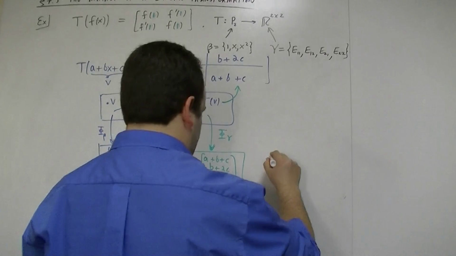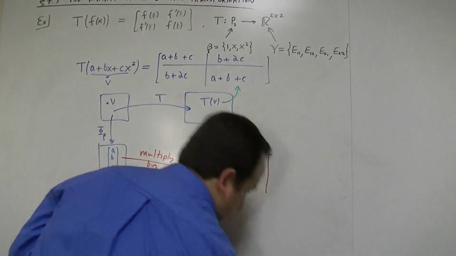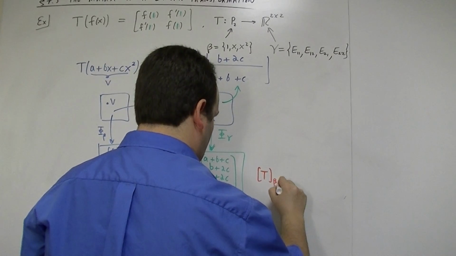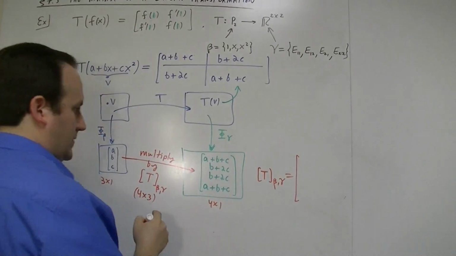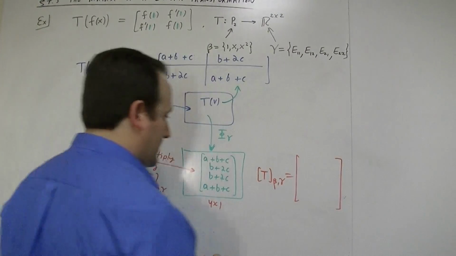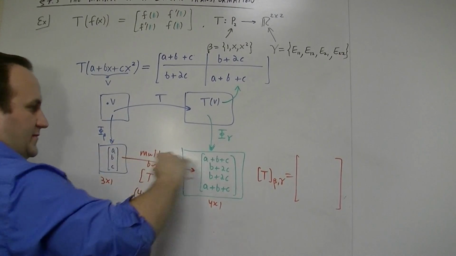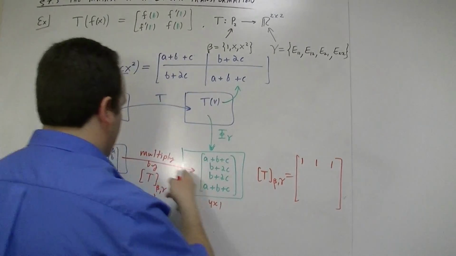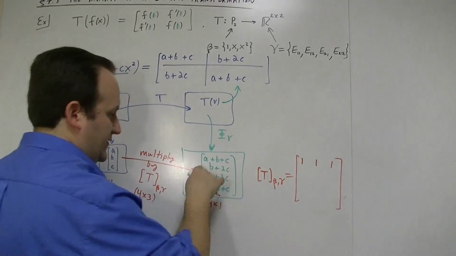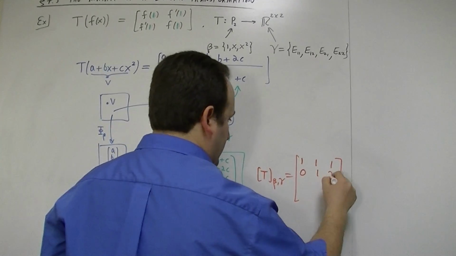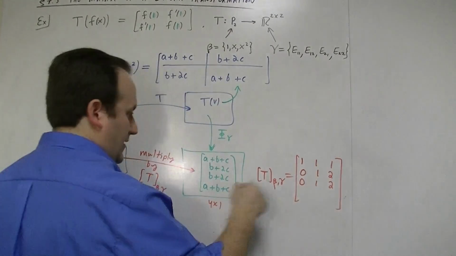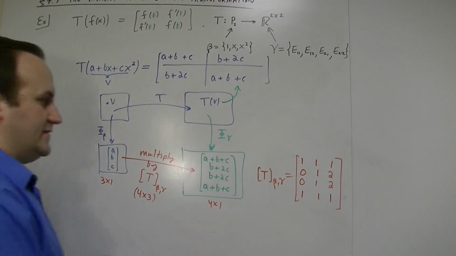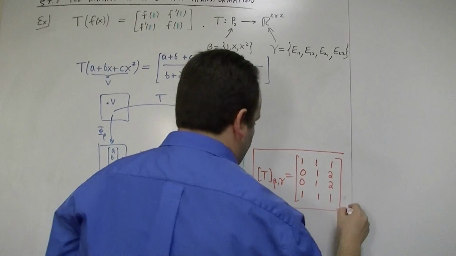So if you tilt your head and squint, you can see what the matrix should be. This times that should give me these. That tells me I should have a 1, 1, 1. This times whatever's here should give me b plus 2c. So that gives me 0, 1, 2, 0, 1, 2, and then yet again 1, 1, 1. And there you go. That's the matrix of this linear transformation with respect to these basis choices.